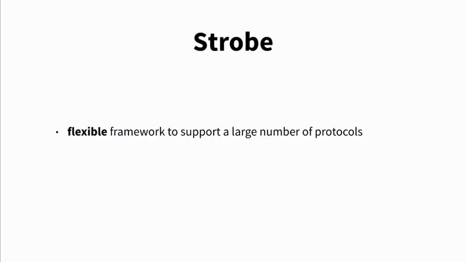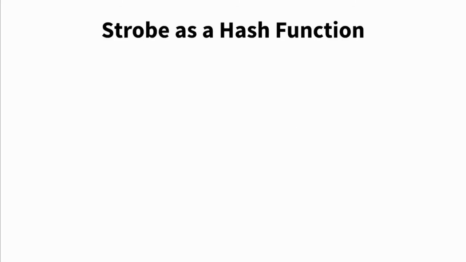So Strobe is first and foremost this thing. It's a flexible framework to build some protocols. It's more than that, though. Since you have access to all these commands, all these functions, you can kind of mix and match them to create just simple cryptographic operations. What do I mean by that? Well, imagine you want to hash. You have the code of Strobe because you're using it to, I don't know, build your protocol.